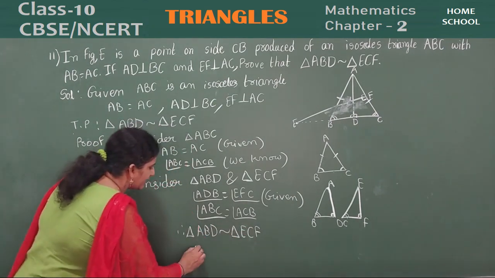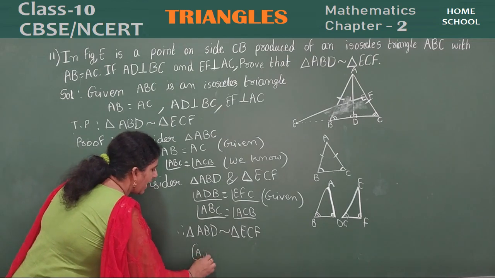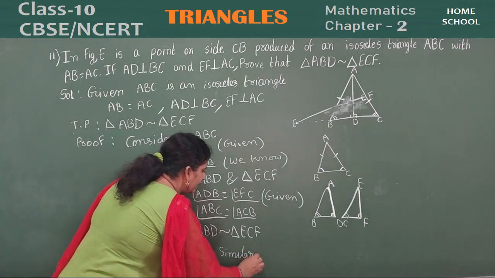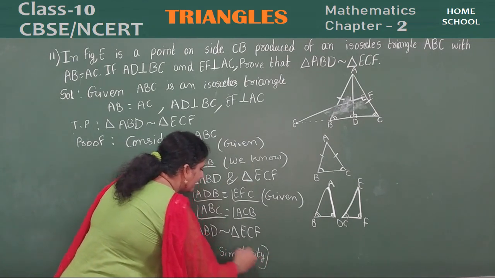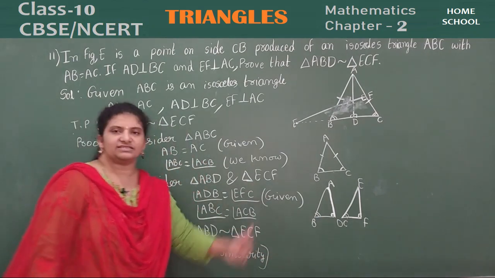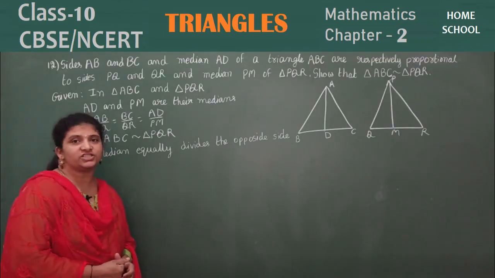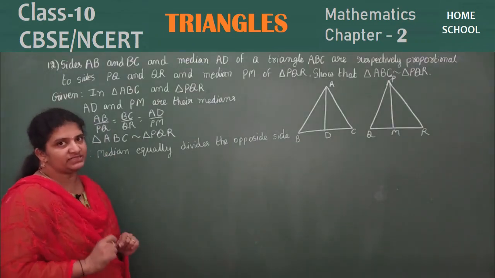By what am I saying this? Therefore, by the angle similarity criteria, I can say that these two triangles are similar. Yes, let's see the 12th problem, which is a very important problem in this chapter.